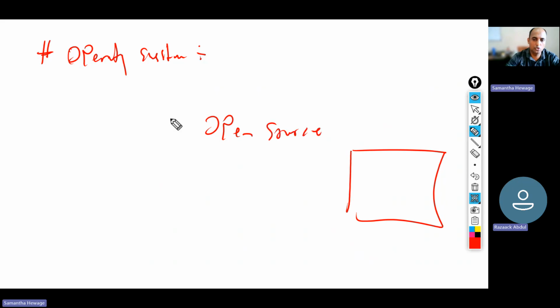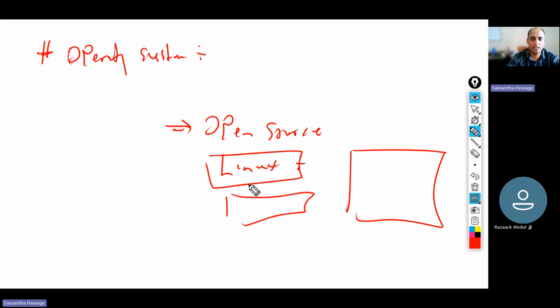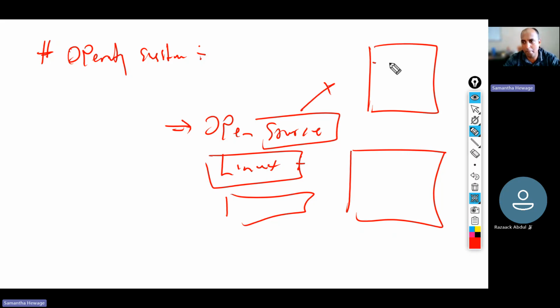Open source is Linux. That means we can freely download, we can freely use, we can distribute, we can change. Open source means the source code is open. How they made that operating system, the code is available on the internet. You can download and use it, and you can put your name on it. That is called open source.